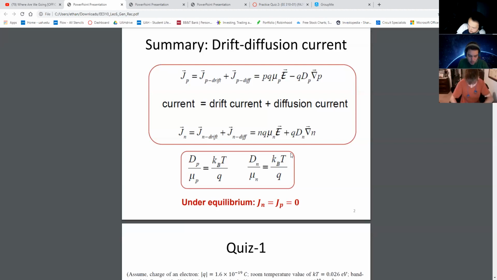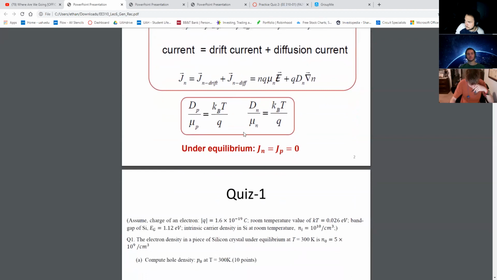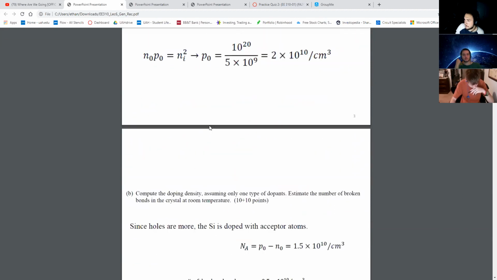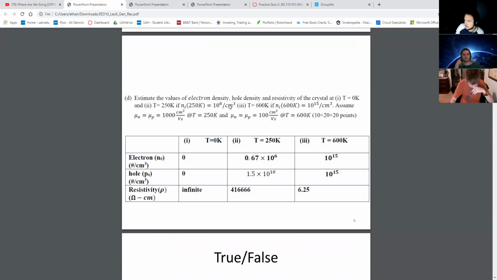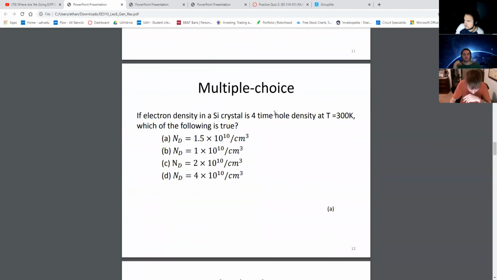So there's the relations. You can really just write down this one and then say or P, because this and this are the same, except they just replaced P and N. And then the Einstein relation, you can do the same thing, write down one of them and then say or, like P can also be N, whichever you prefer. And then this is him. I think he's going over quiz 1 stuff here, so we can scroll past the quiz 1 stuff.